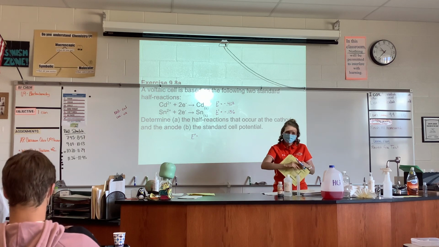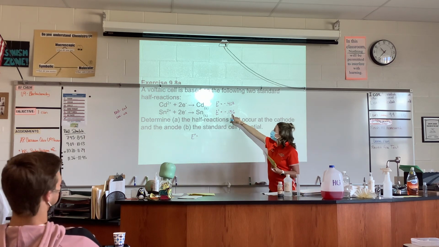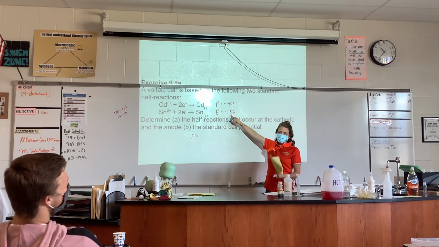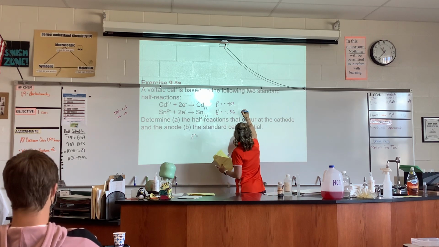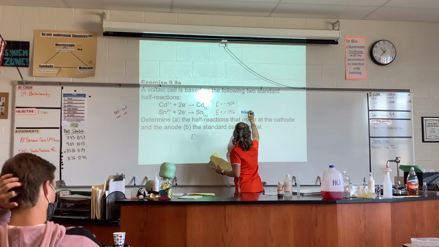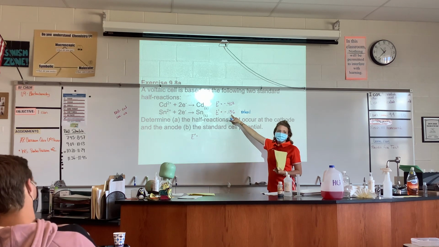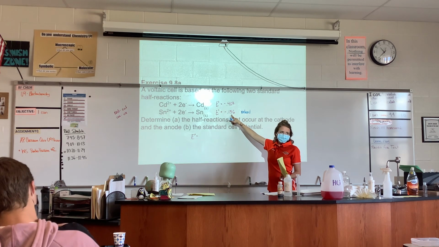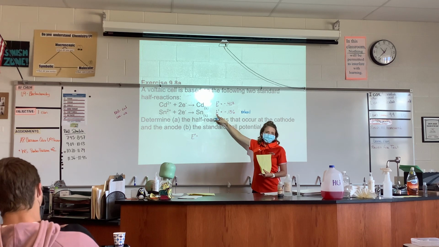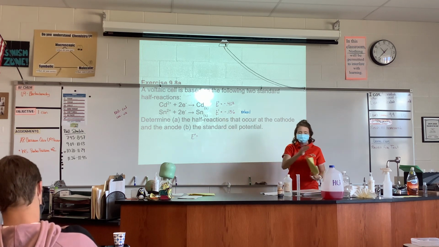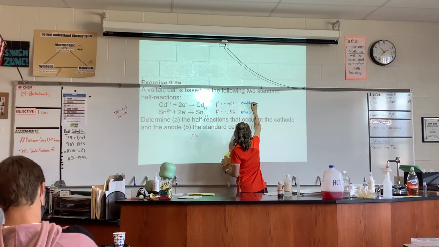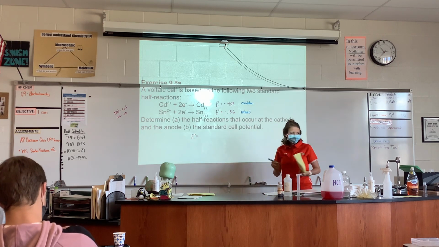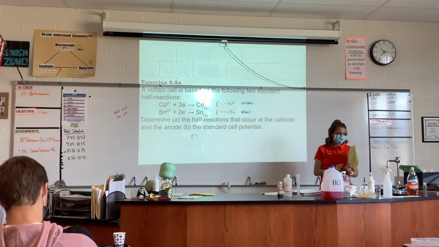Rewind time, everybody. Okay, so the more positive the E value, that one stays as the reduction. So this one is being reduced, because this value is more positive. This one would go to oxidation. So that one becomes more negative, and the one that's positive becomes more positive.